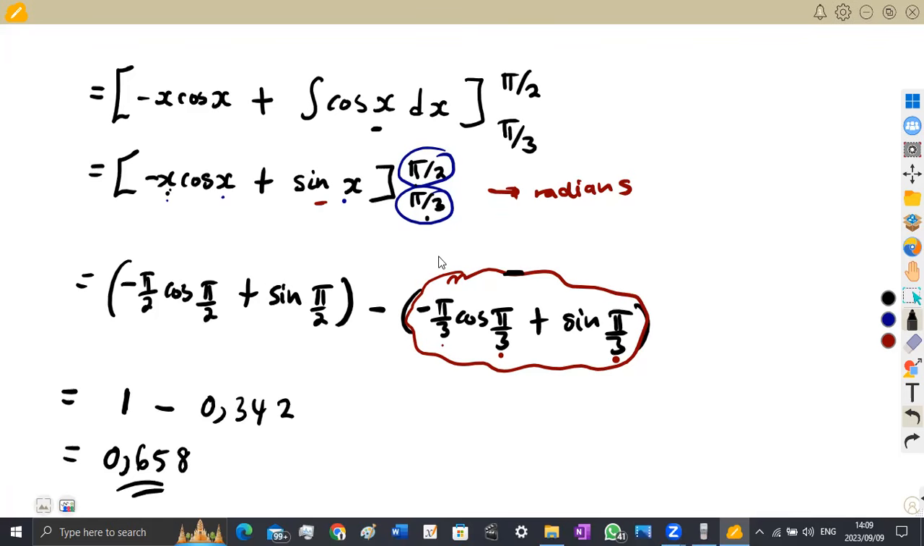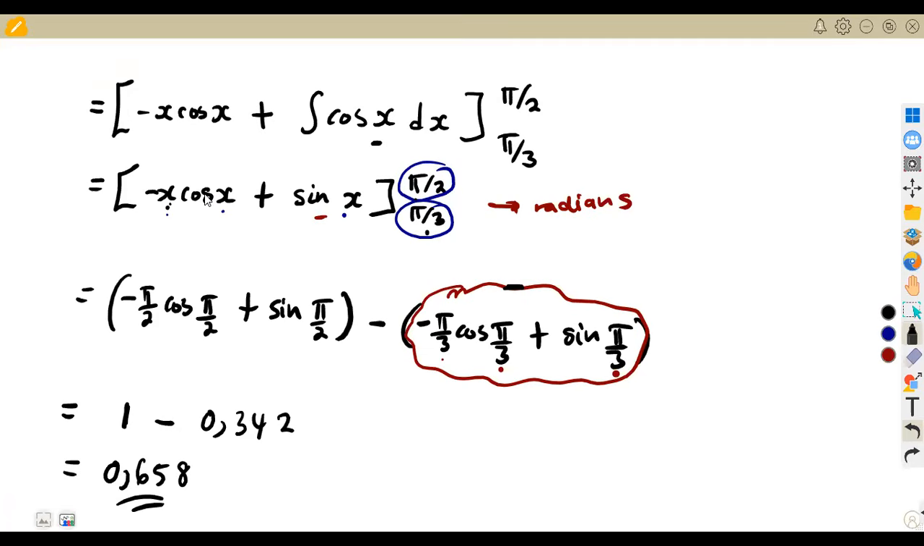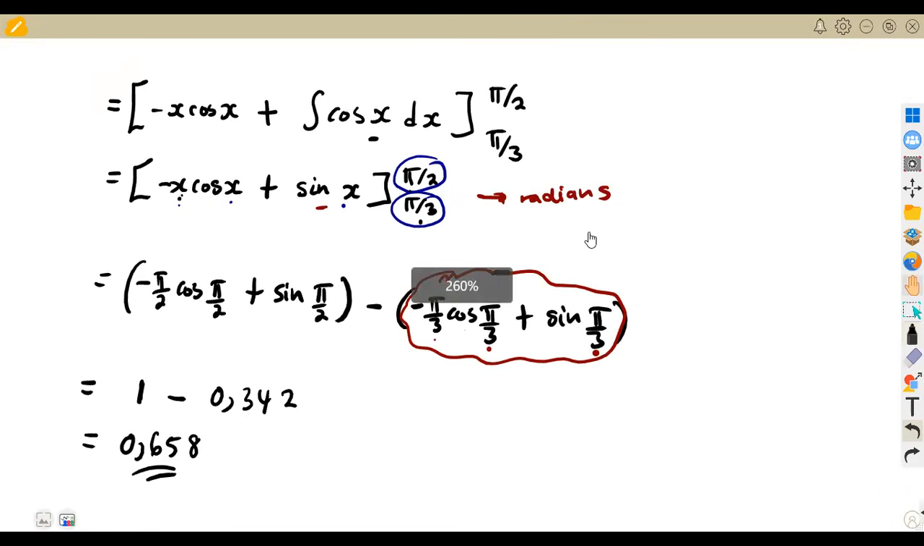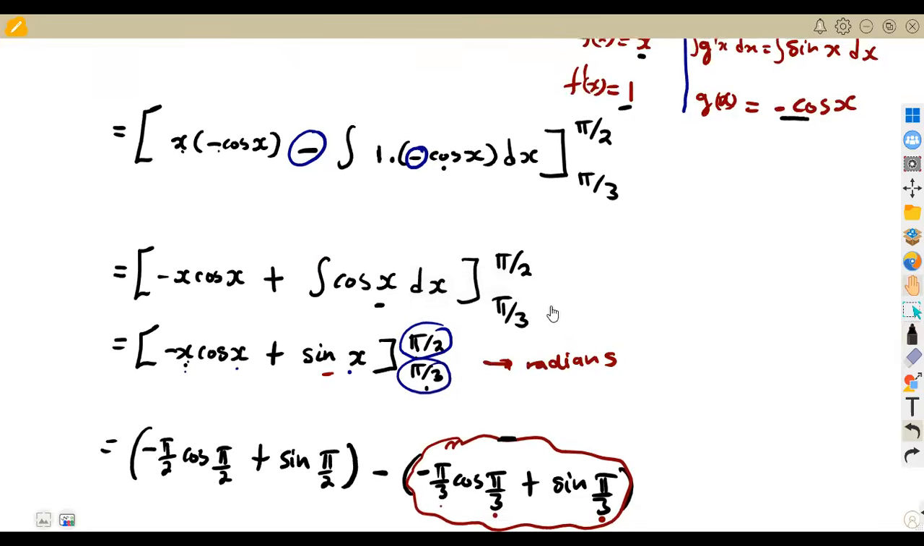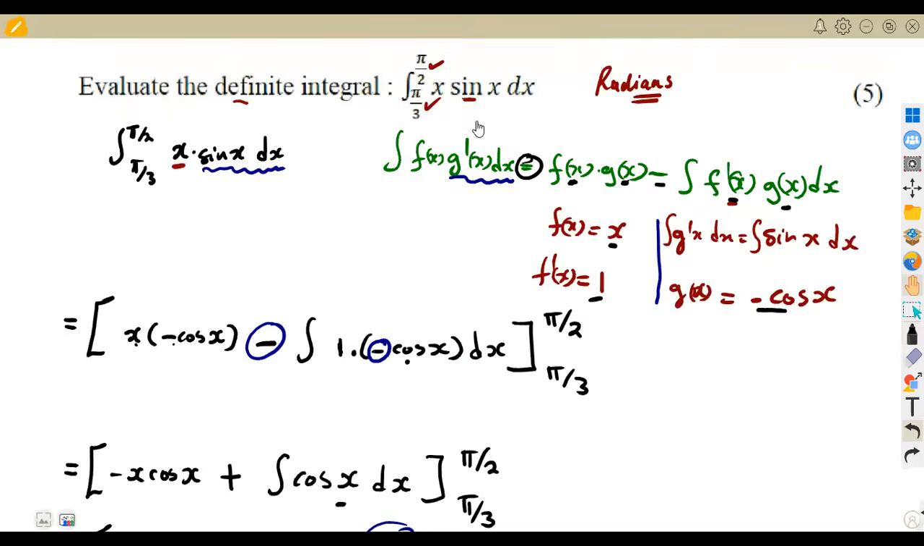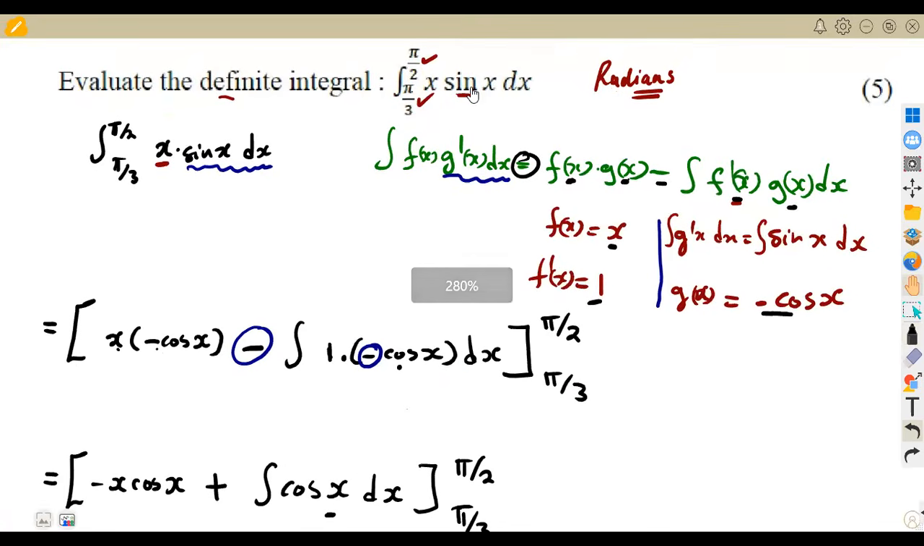So that's how we play around with this type of question. You just need to integrate first. After integrating, apply your limits. On application of limits, it's always upper limit minus the lower limit. But the first part of your integration depends on what you're given.